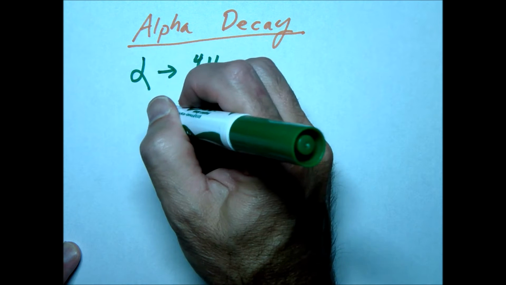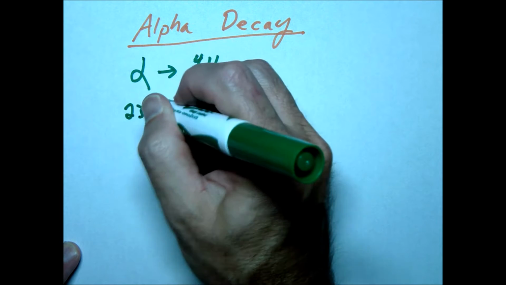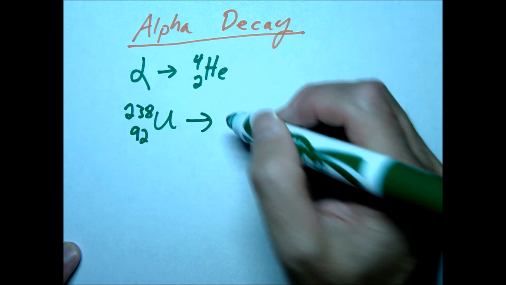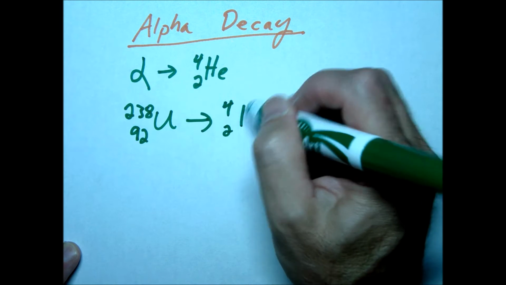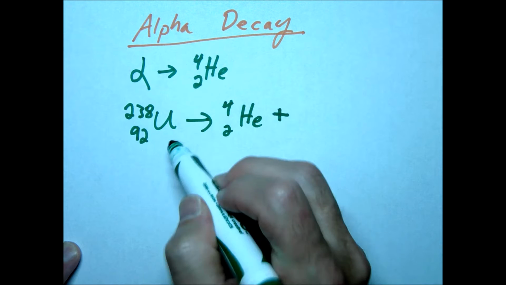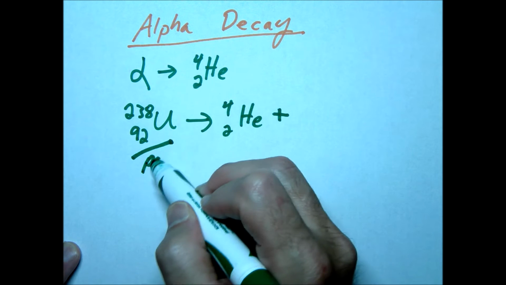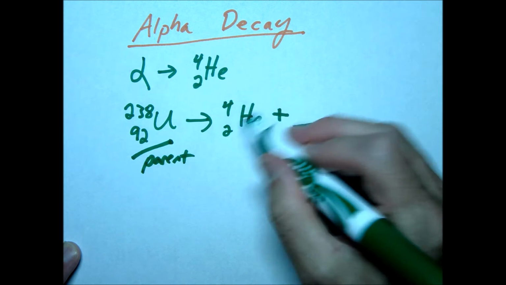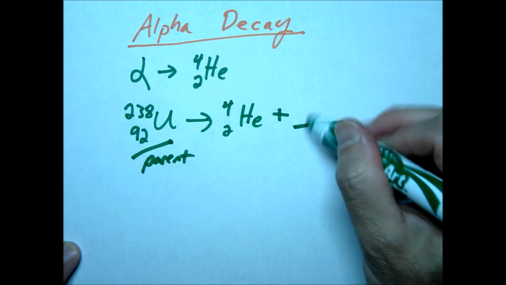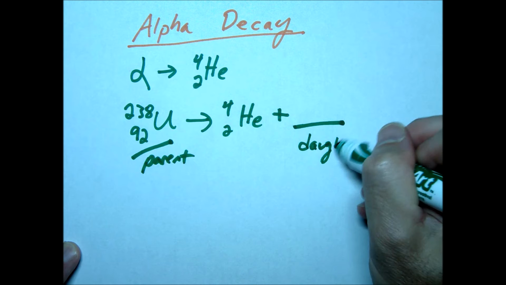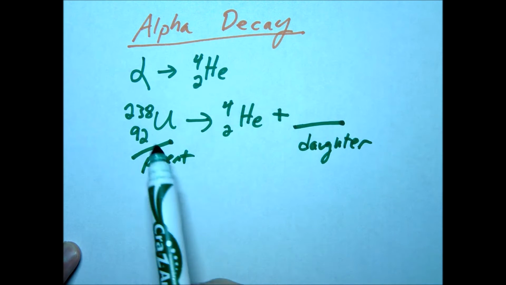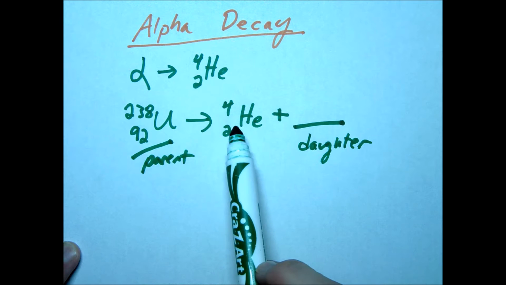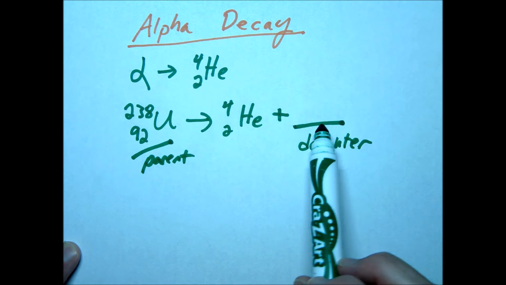So let's say we had uranium-238, 92. And that's going to decay as an alpha particle, so we're going to get 4,2 helium. This we often refer to as the parent nucleus, this would be our alpha particle here, and the final particle we'd call the daughter. So if this is our parent, and we're going to lose 2 protons, 2 neutrons, we're going to go ahead and draw out the daughter.